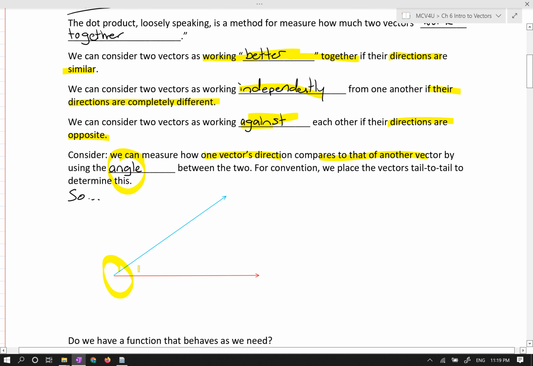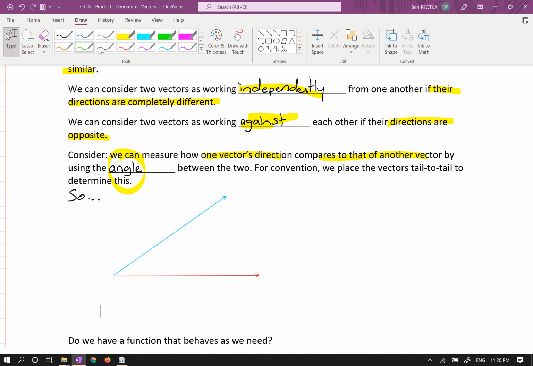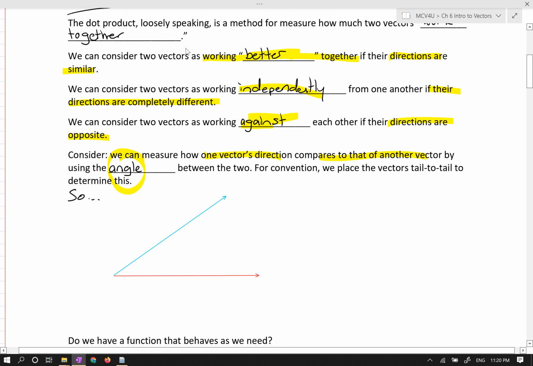Tail to tail, we have two tails together down here. This is what it's going to look like if we're working with a dot product. Now, in here, I'm going to be focused on the angle between the two. So the angle between the two vectors would look something like this. We could call it angle theta.